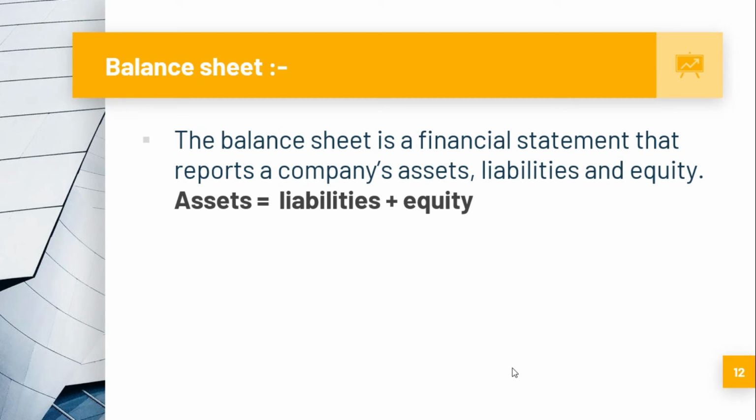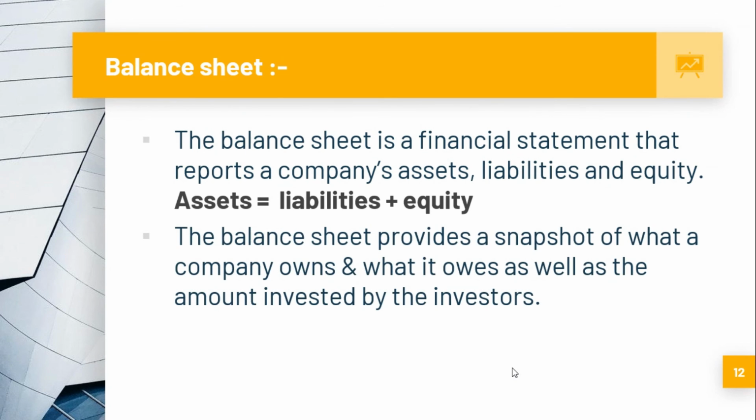So from this, we get the general balance sheet equation, which is assets is equal to liabilities plus equity. The balance sheet provides a snapshot of what a company owns and what it owes, as well as the amount invested by the investors. So on one side you have the assets which the company owns, and on the other side it has the liabilities which the company owes to someone else, and also the amount invested by the investors into the company. That is the shareholders' equity.